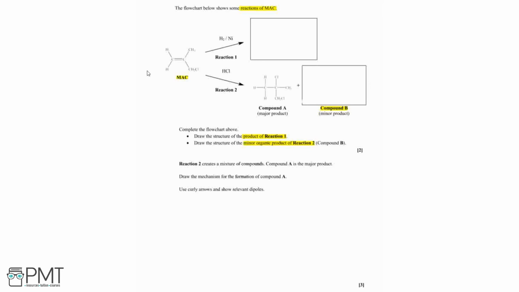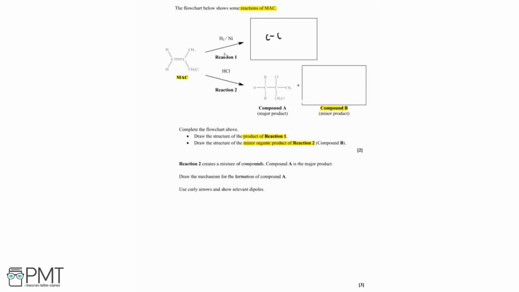We've got our compound MAC here, and our reagents are hydrogen and nickel. This reaction is going to be a hydrogenation reaction, where we open up this double bond and instead we saturate the compound with hydrogen. So our compound will look like this.